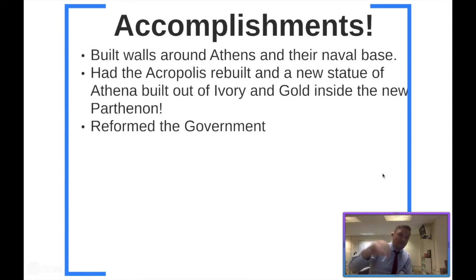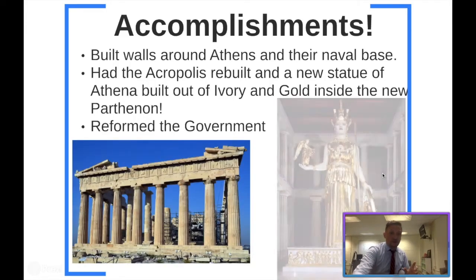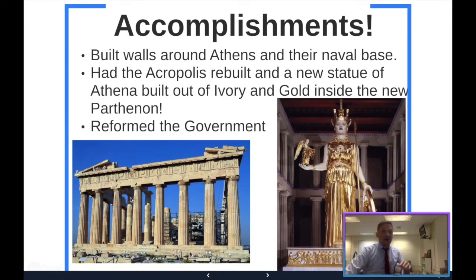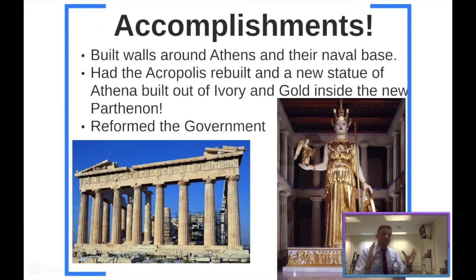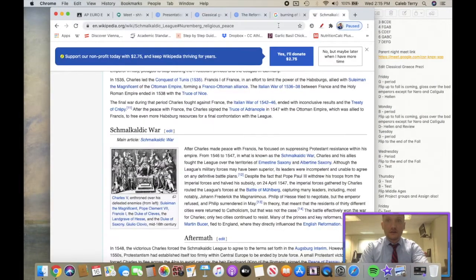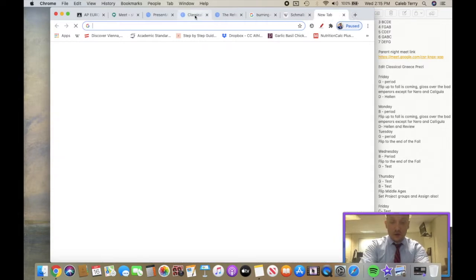He's going to have the Acropolis of Athens, which was completely destroyed by the second Persian invasion, completely rebuilt with a new version of the Parthenon and a new statue of Athena, right? So here's the ruins of the Parthenon, but he had the Parthenon completely remodeled. And in its glory, apparently, it looked like this. Let me pull it up.